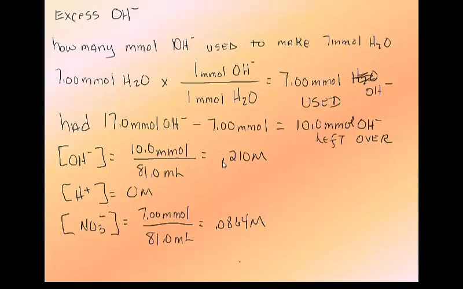This is actually wrong. 10 divided by 81 is going to be 0.123. Sorry. Let's see. I think it's the potassium ion that's going to be the 0.210. 17.0 over 81.0. Yeah, that's the 0.210. Sorry about that. But the good news is that's it.